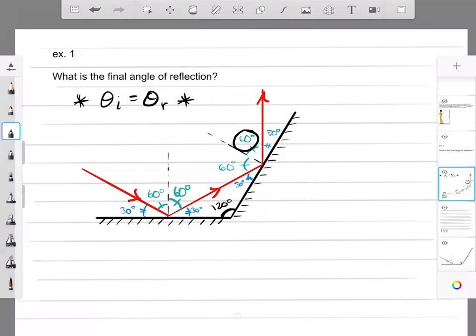So for a problem like this one, you have multiple mirrors. You've got to use your knowledge of triangles, your knowledge of geometry to solve this type of problem. But as you can see, it's not very hard at all. Okay, let's look at one that's a little bit more tricky.